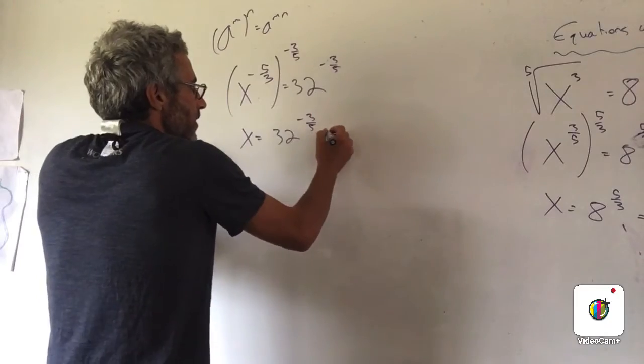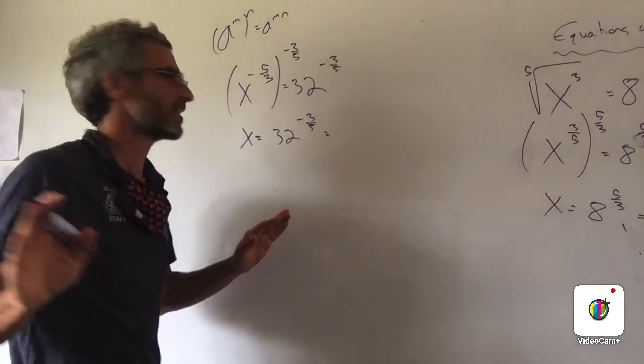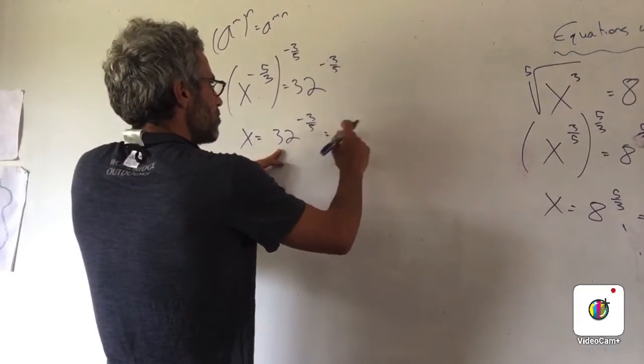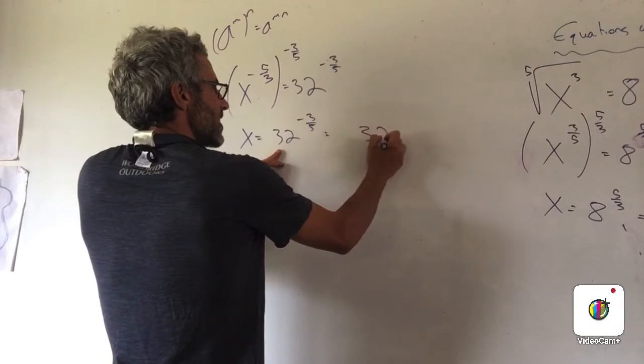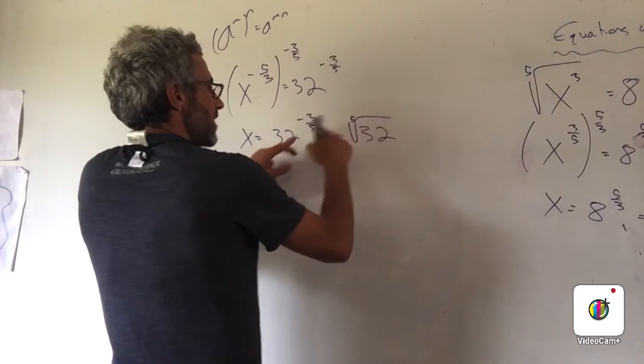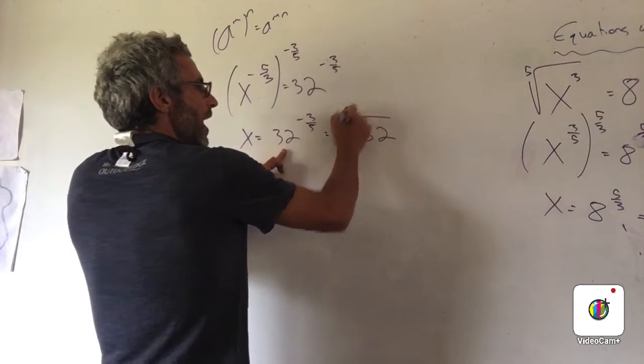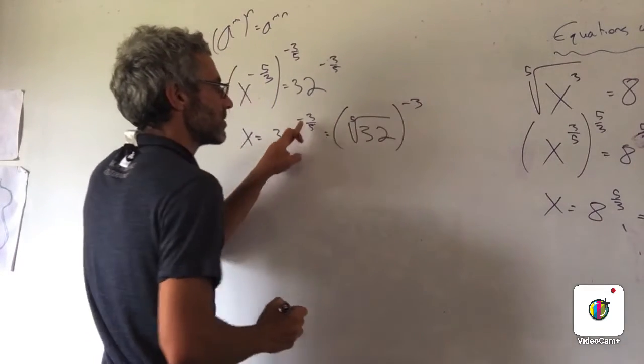Let's just do it. We can use the calculator. I'm not going to be cross with you for using a calculator, okay? Personally, what I would do is I would do it like this. I will say, okay, let's take the 5th root of 32, and all that to the power minus 3.